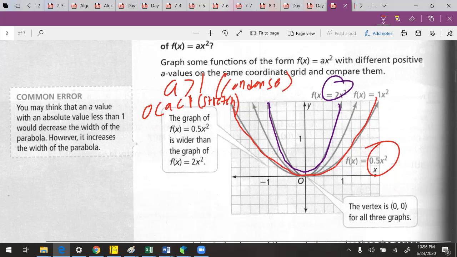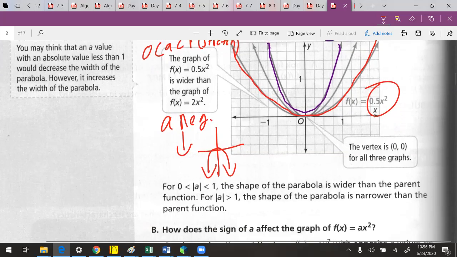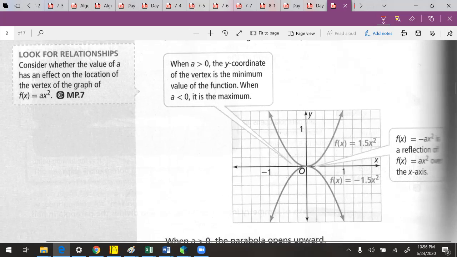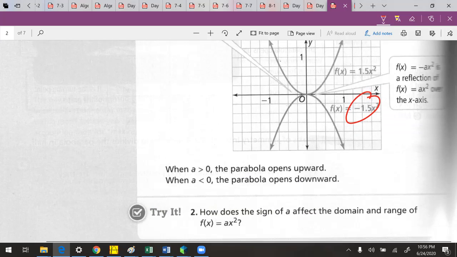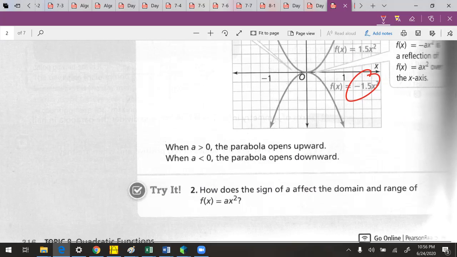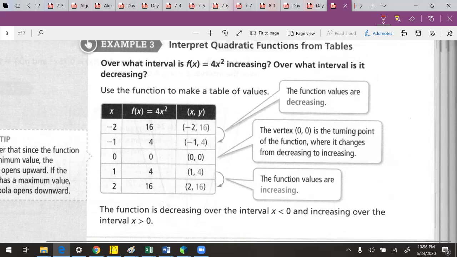One more thing, if your a is negative, that means it's going to open downward. The graph is going to look essentially like this. It's going to open downward. And I think that's going to come into play for one of these. So, yeah, it actually came in here. Notice how for the 1.5x squared, it opened positive, but for the down one, it actually opened negative. Whenever your a is negative, it's going to open down. Does not affect domain and range. It only affects domain and range when your a is negative, and it only affects the range, essentially. Because if it's negative, that means your answers are always going to be negative, whereas if it's positive, it's always going to be positive. Very straightforward.